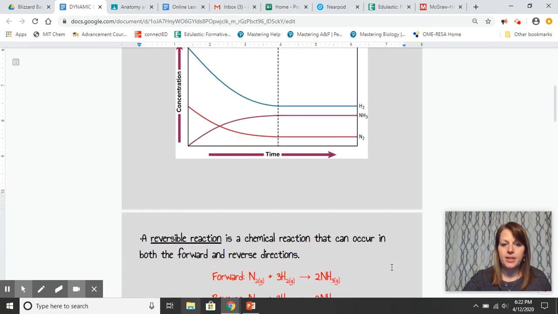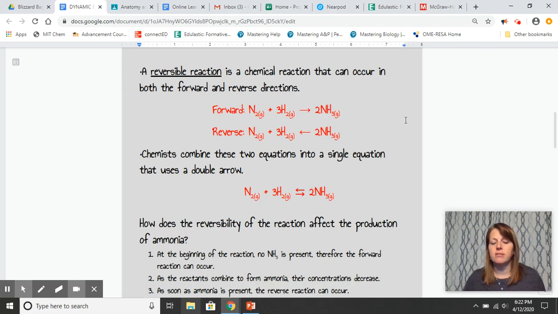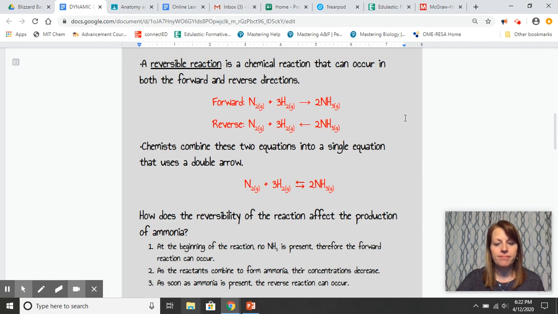So it's considered a reversible reaction. A reversible reaction is a chemical reaction that can occur in both forward and reverse directions. So not to belabor the point, but forward we have the arrow going to the right, reverse we have the arrow going to the left, and you just combine them with the arrow that goes back and forth. It just means that they are reversible. It can go forward and back all at the same time. So that's a reversible reaction.